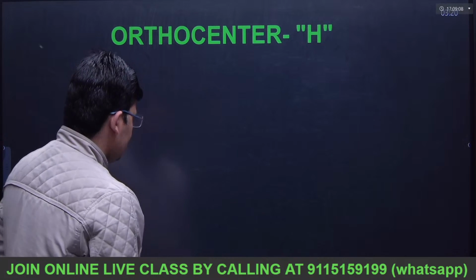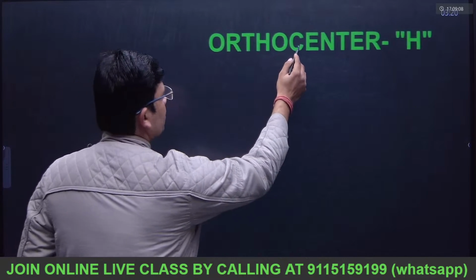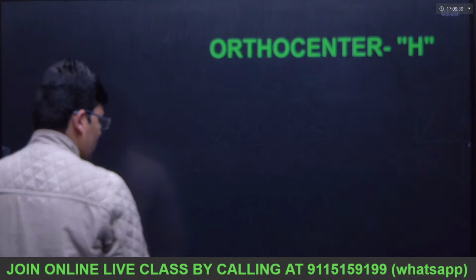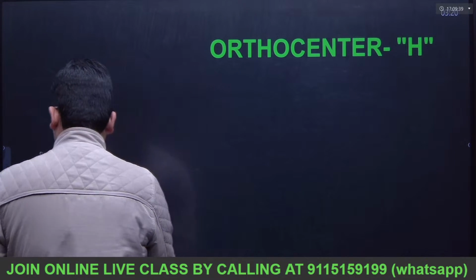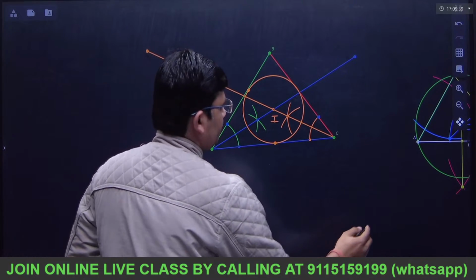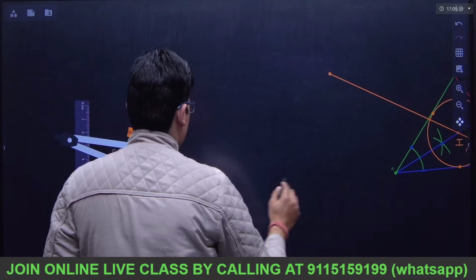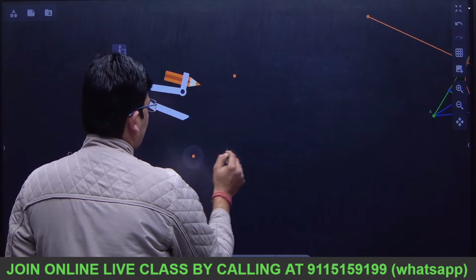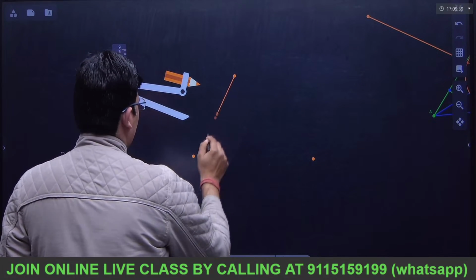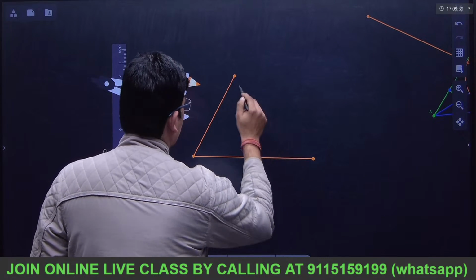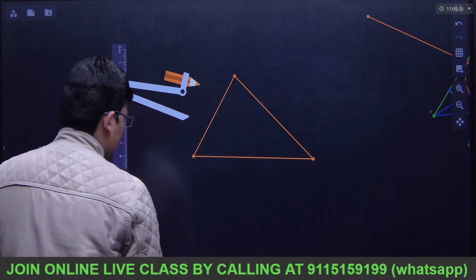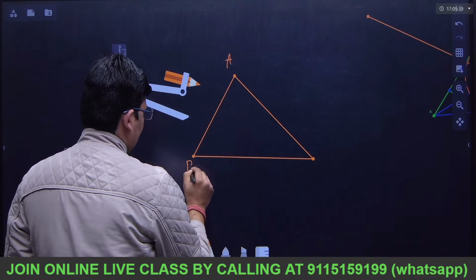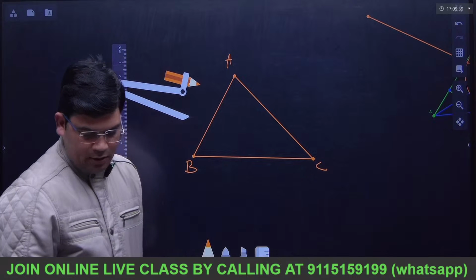Now comes the orthocenter. Now what is an orthocenter? So orthocenter is just the perpendicular drawn. Orthocenter is the perpendicular drawn from the vertex to the opposite side. So again, let me take any three random points and let me join them. So now this is one more triangle I am making. I am marking it as ABC. So it's just a random triangle.